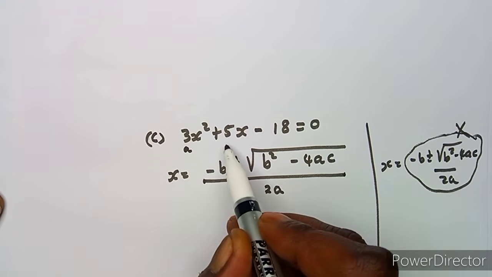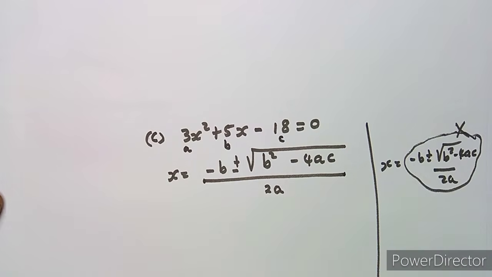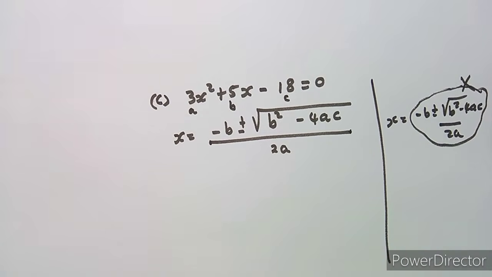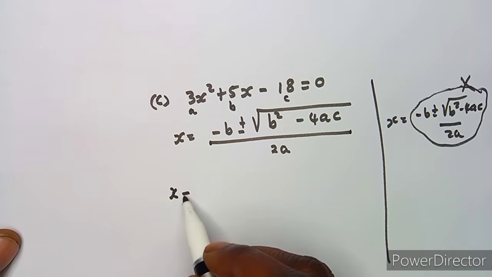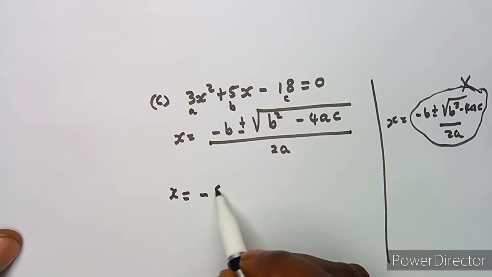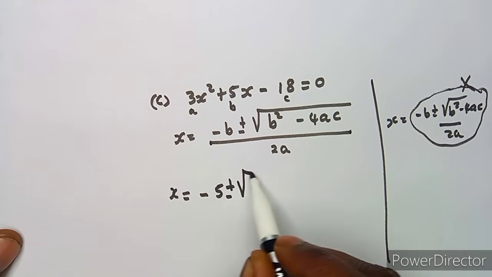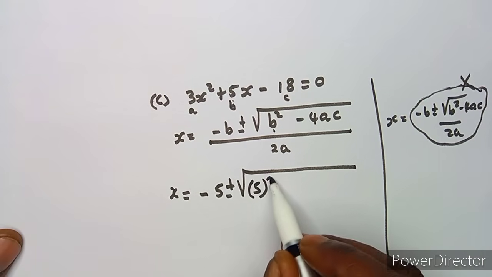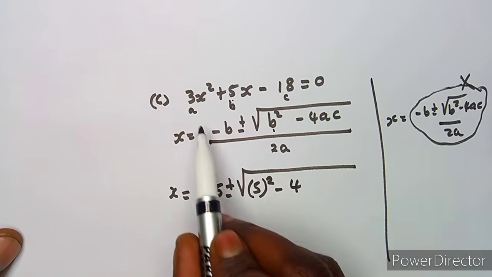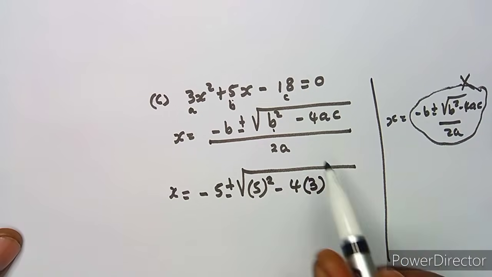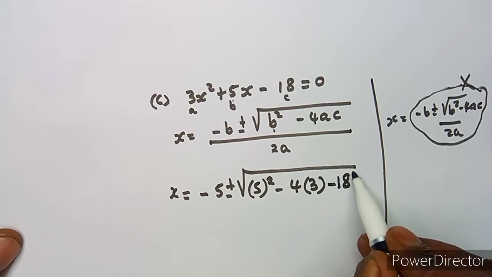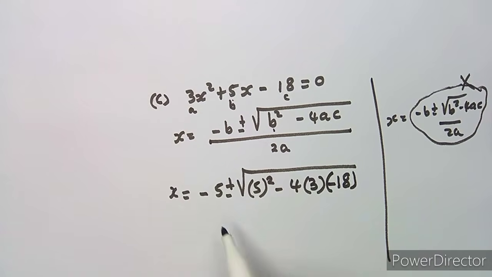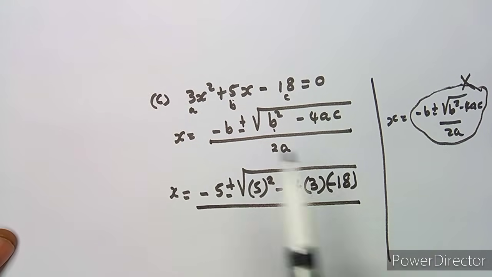So what is our a in this case? As you can see, our a is 3, our b is 5, our c is minus 18. So all we need to do is to substitute. x is equivalent to minus b, which is minus 5, plus or minus the square root of b squared, which is 5 squared in this case. So we've got 5 squared minus 4ac, our a, which is 3, times c, which is minus 18, everything over 2a, which is 2 times 3.